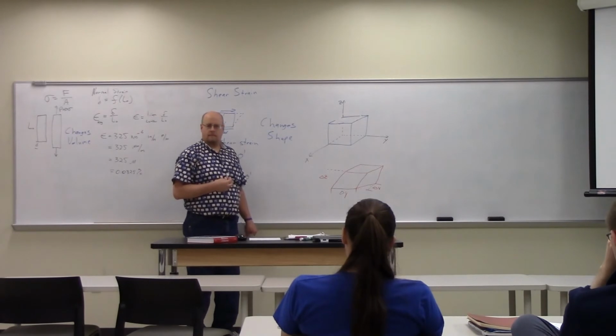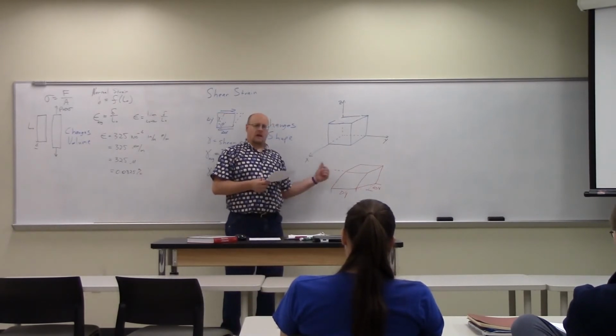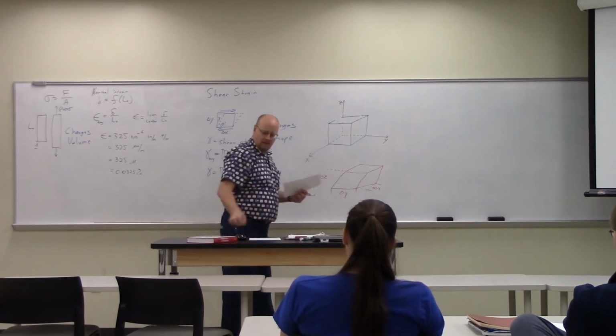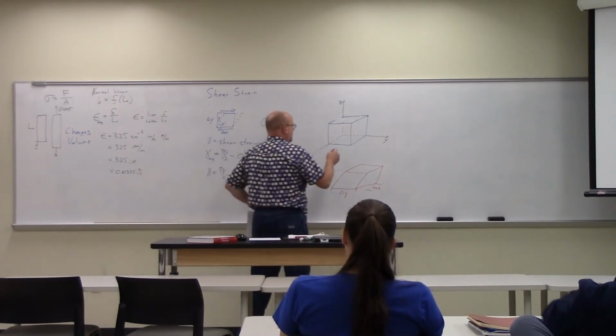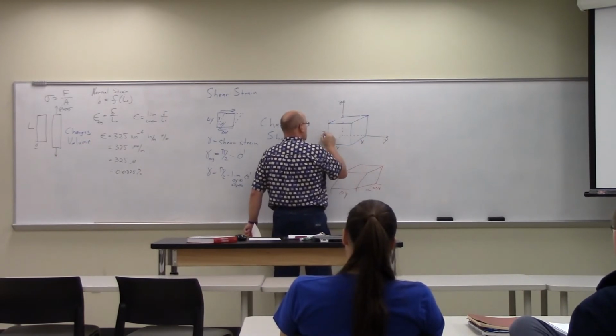See what I'm talking about? Delta x, delta y, and delta z are the new dimensions in the x, y, and z direction. So I started off with values of x here, y here, and z here.